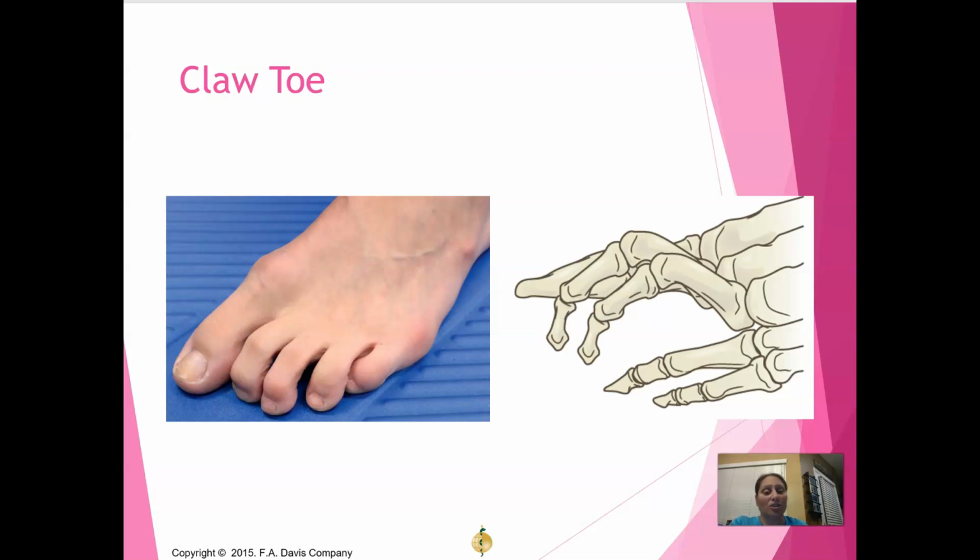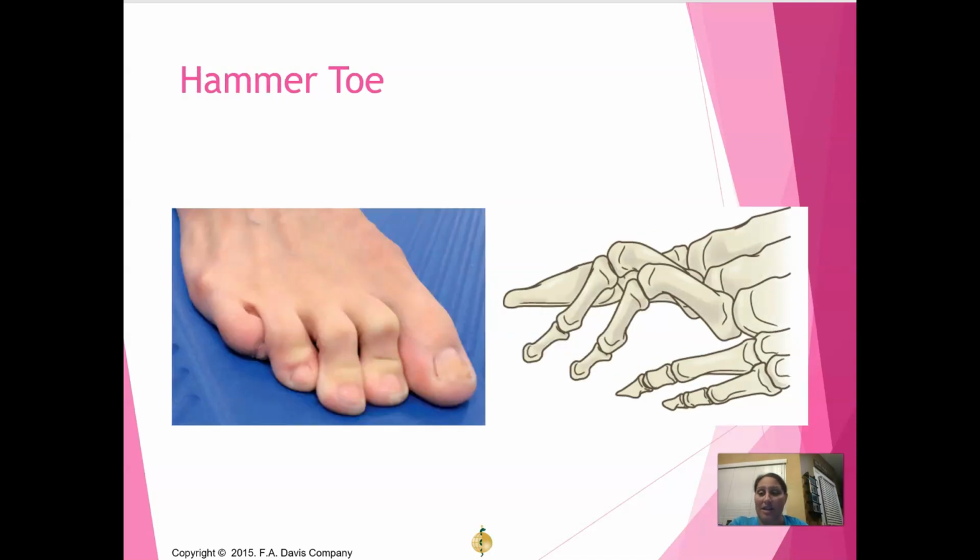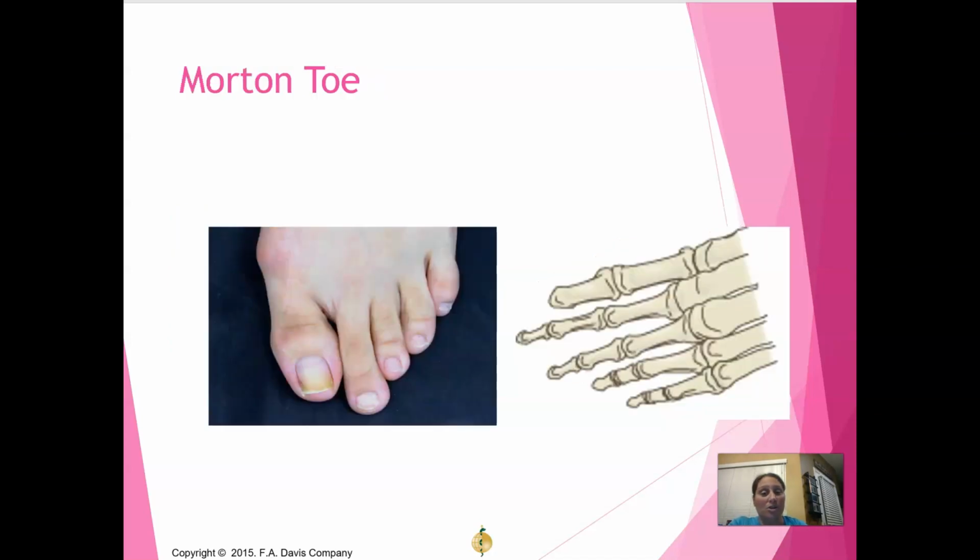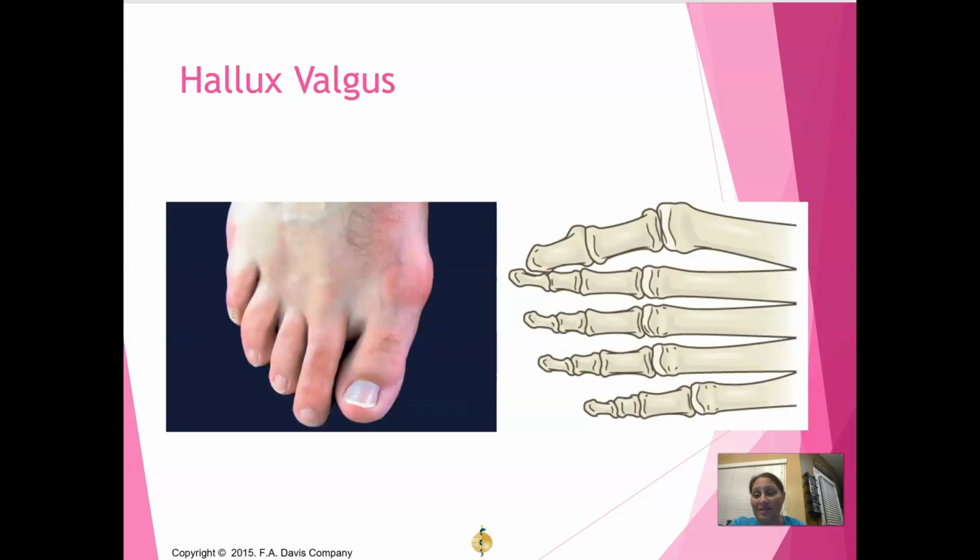There is claw toe, where it's continuously flexed. There is the hammer toe, where the PIP, proximal interphalangeal joint, is flexed. And then Morton's toe is, like I said, the second digit is longer than the first, and stereotypically that stems from the metatarsal. And then hallux valgus.